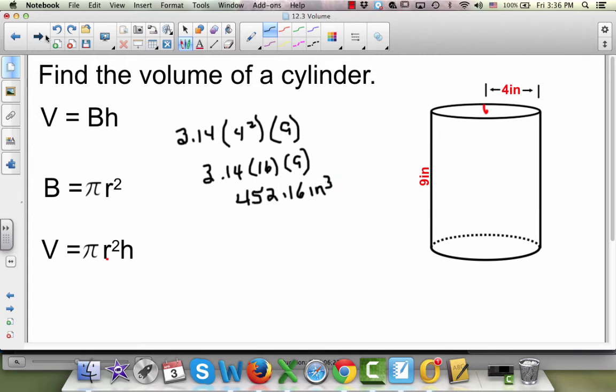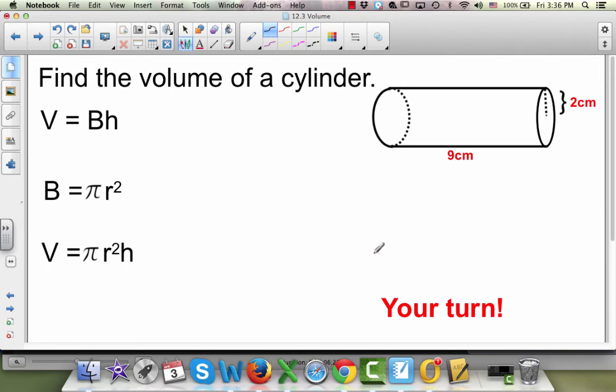Alright, I bet the next thing is your turn. It is, it's your turn. Find the volume of a cylinder. Here's your cylinder. There's the height. There's the radius. Now it's your turn to find it. Pause the video, do the work, and then come back to me.